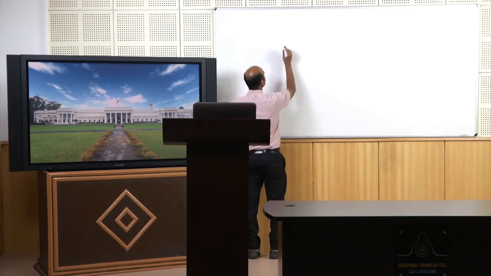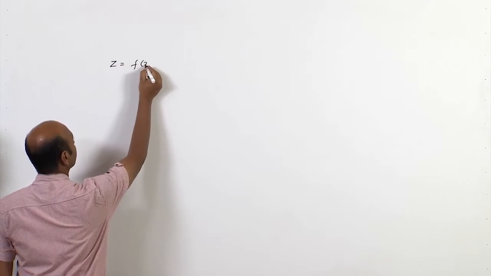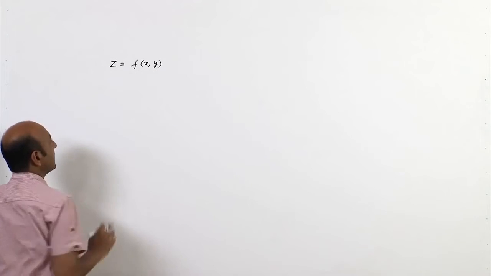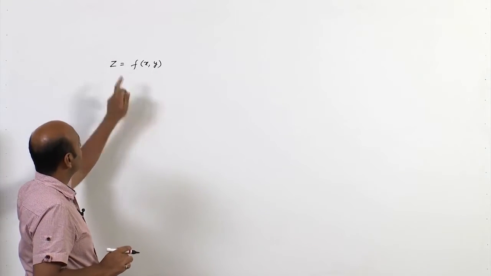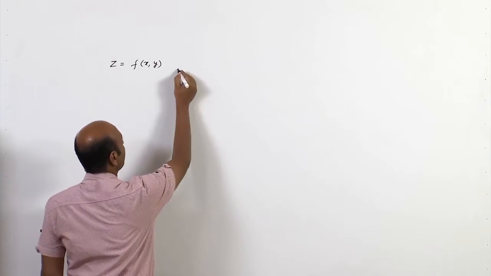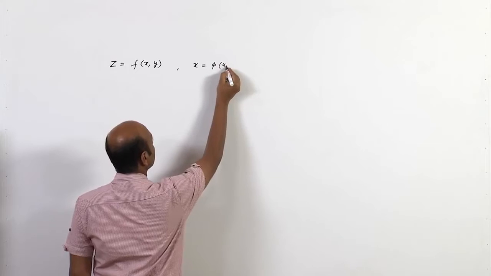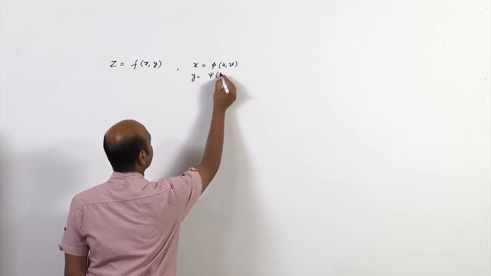Suppose z is a function of x and y. Again, suppose z is a function of two variables x and y. x and y are independent variables and z is a dependent variable. Now suppose x is a function of u and v, and y is again a function of u and v.